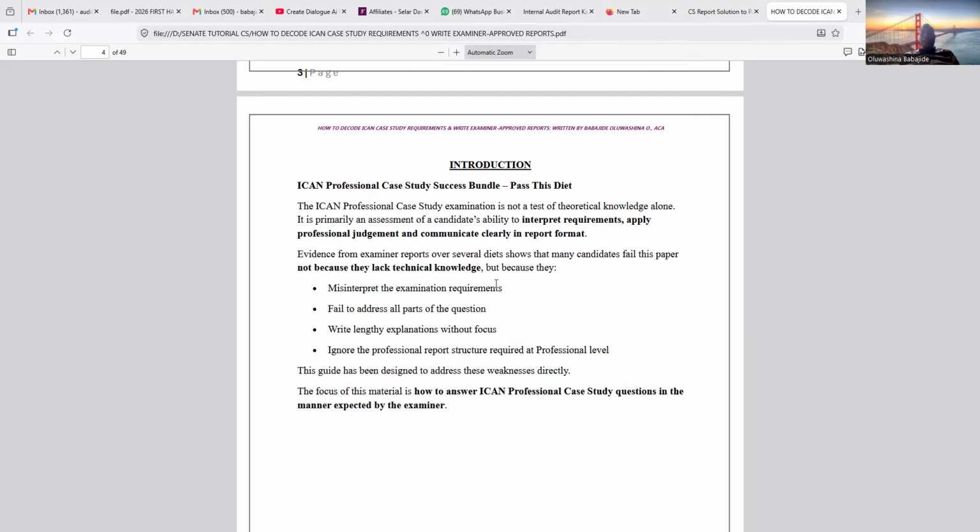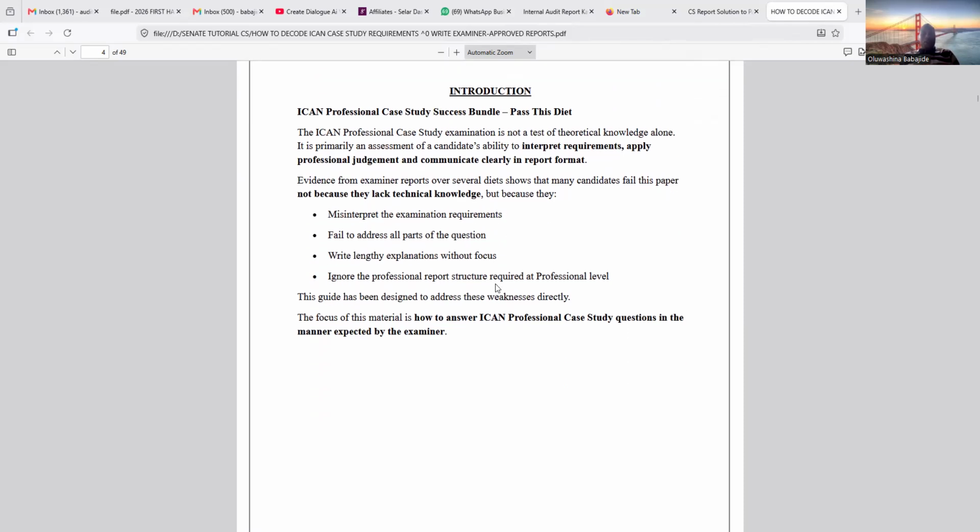Then writing lengthy explanation without focus. Some people thought, I can write, I can write. No, it's not all about case study. It's not all about writing a lot of explanation. When you write without focus, you eventually fail that particular case study. Another is ignoring the professional report structure required at a professional level. I used to tell students that there are some report structures that ICAN expects from every professional level. So when you ignore it, it might not be possible for you to pass.